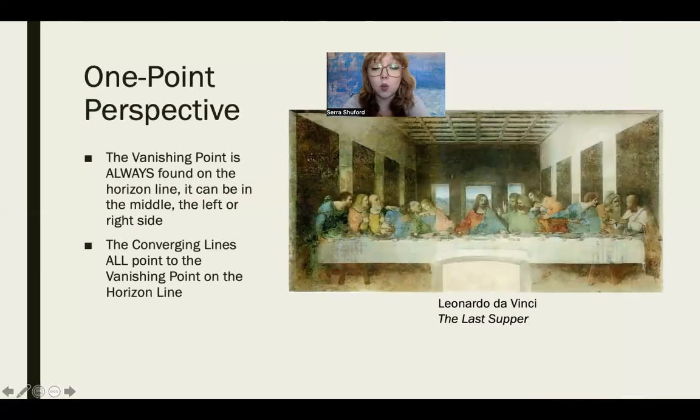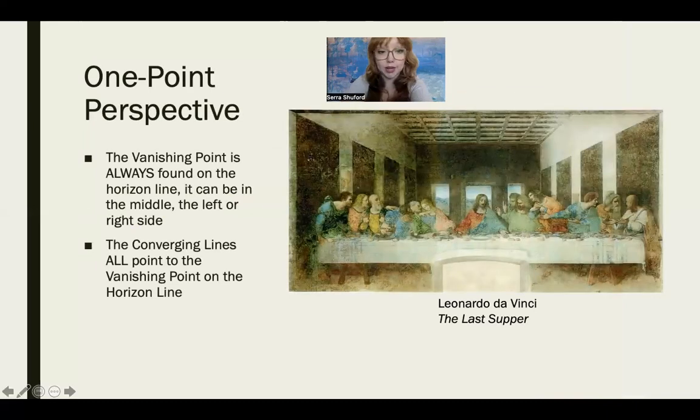Okay, so 1-point linear perspective, going deeper into that, the vanishing point is always found on the horizon line, just always in general, and it can be in the middle, left, or right side. And then the converging lines all point to the vanishing point on the horizon line. This is a pretty well-known painting. It is Leonardo da Vinci's The Last Supper.